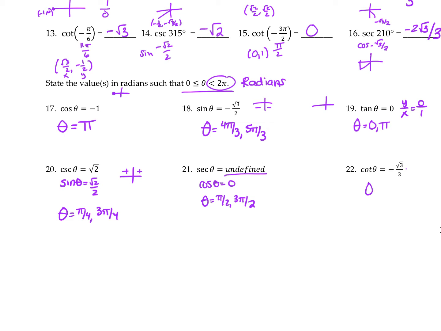So the cotangent is x over y. So this is rationalized, so that means my root 3 over 2 was in the bottom and my 1/2 was in the top, and only one of them was negative, so that's in quadrant 2 or quadrant 4. So my x is 1/2 in quadrant 2 at 2 pi over 3, and in quadrant 4 at 5 pi over 3.